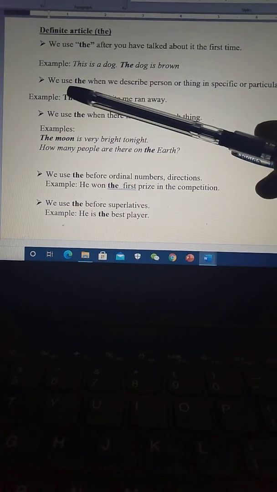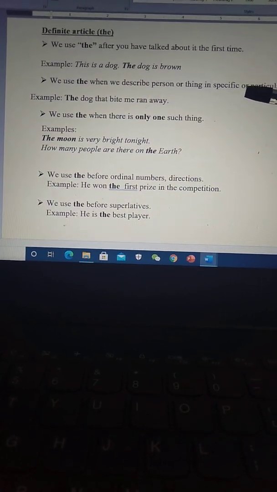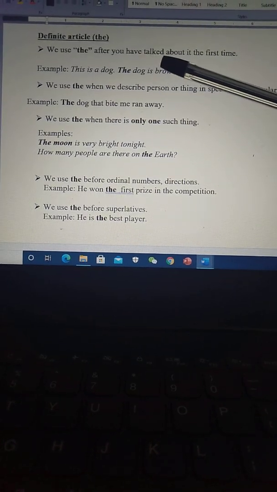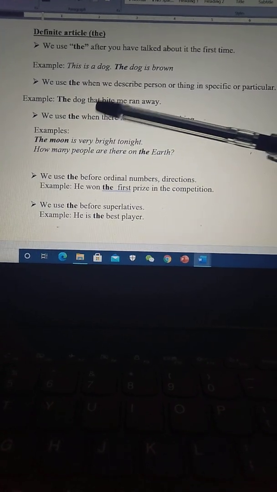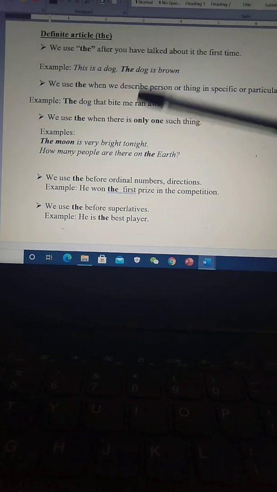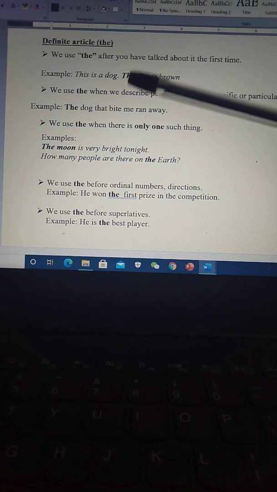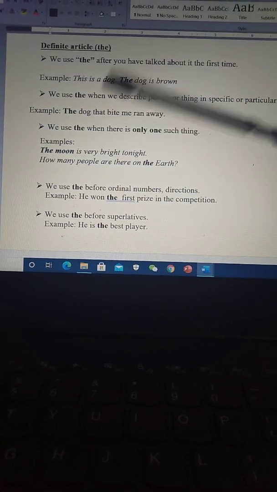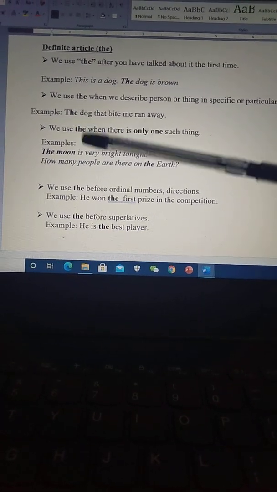Then another rule is we use the when we describe a person or thing that is specific or particular. When we are talking about a particular thing or particular person, then we use the. The dog that bit me ran away. So the person is talking about a particular dog which ran away, the one which has bitten him. He's not talking about other dogs, he is talking about a particular dog. So that time we use the.